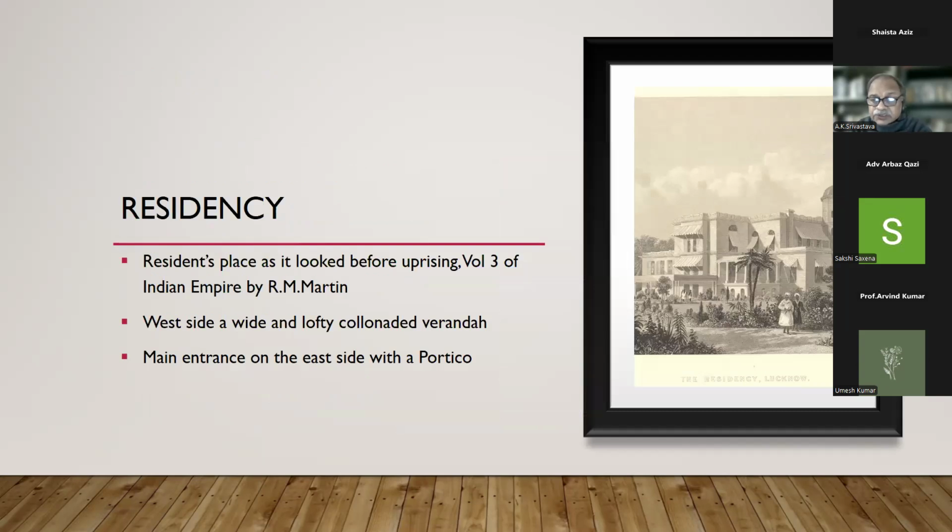Residency, the biggest question is where the resident used to live. This is the building, the museum. You must have seen this painting. It is from volume 3 of Indian Empire by R. M. Martin. Here you can see there is a white, lofty colonnade veranda on the west side. East side is the main gate with a portico.